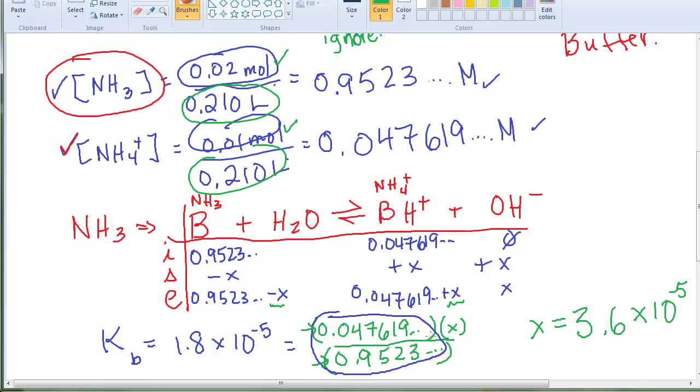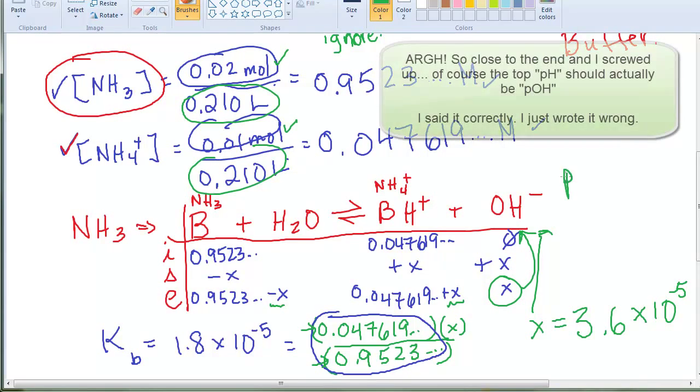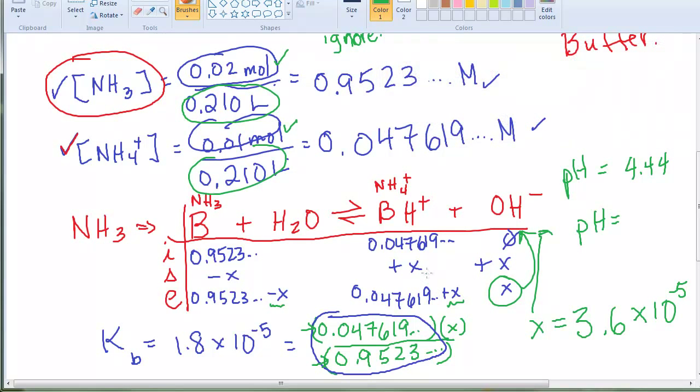So again, I've gone ahead and used molarity. I've gotten this value for X. Remember that X is the hydroxide ion concentration. Let me come up here. That means take the negative log to get the pOH. The pOH is 4.44. To get the pH, subtract that from 14. And the pH is 9.56, which is, I think, option D on your quiz.